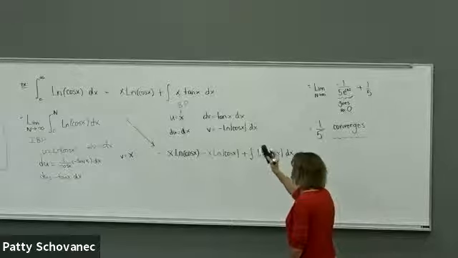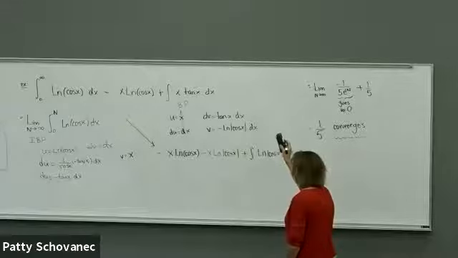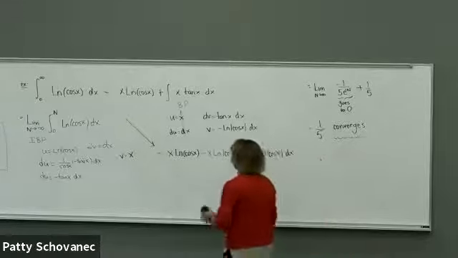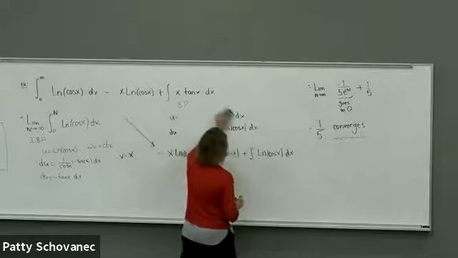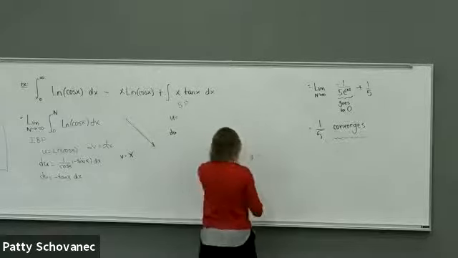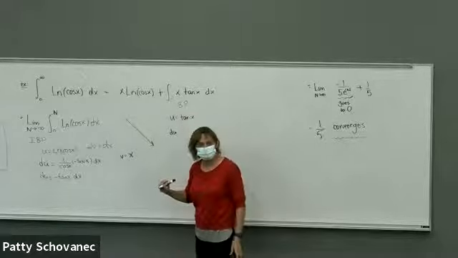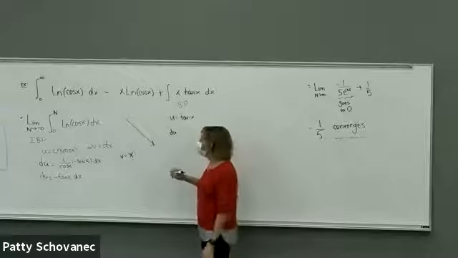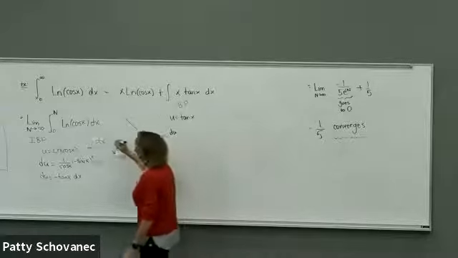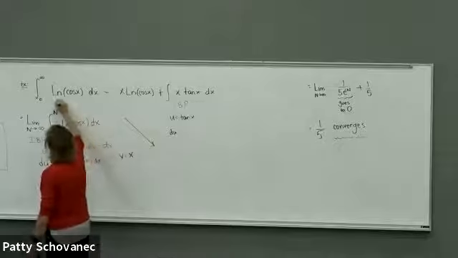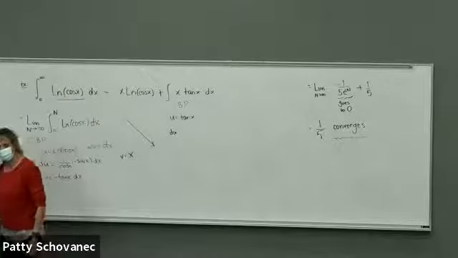Okay, so what if u is tangent? du is secant squared, v is x. Let's try that. I don't know, if this doesn't work, then we punt. Says that? Bummer. All right. Okay, so that's not a good example.